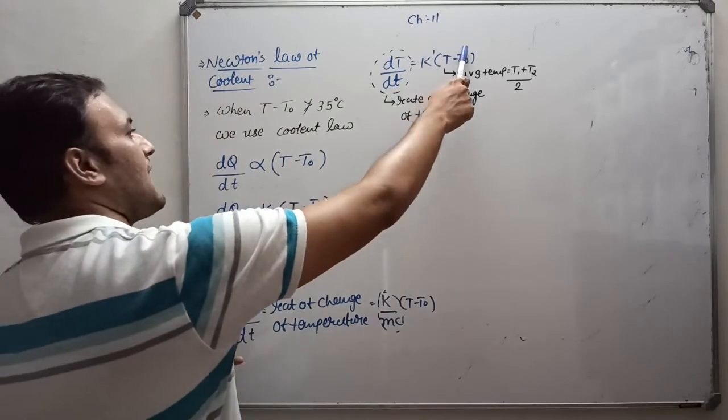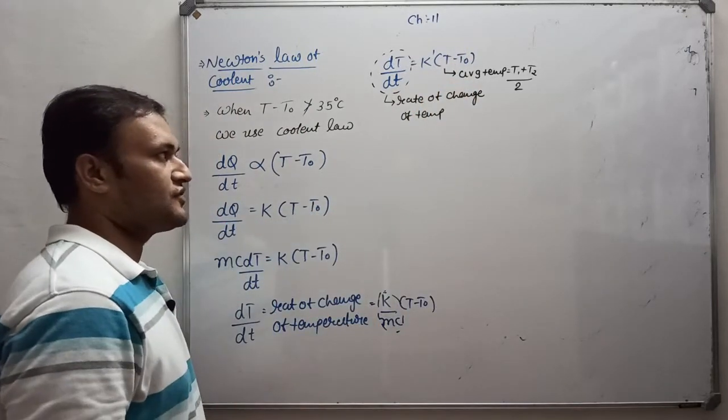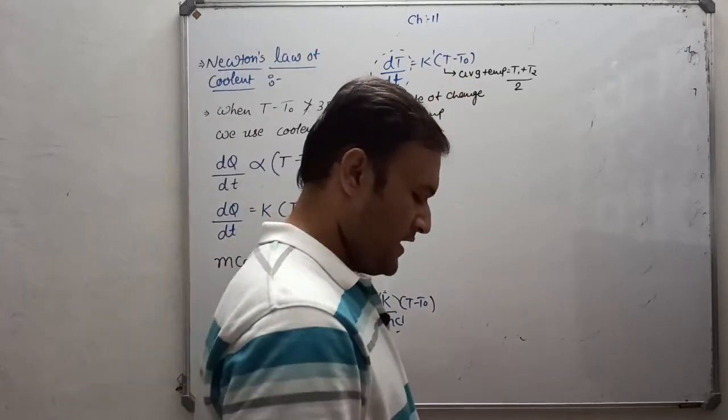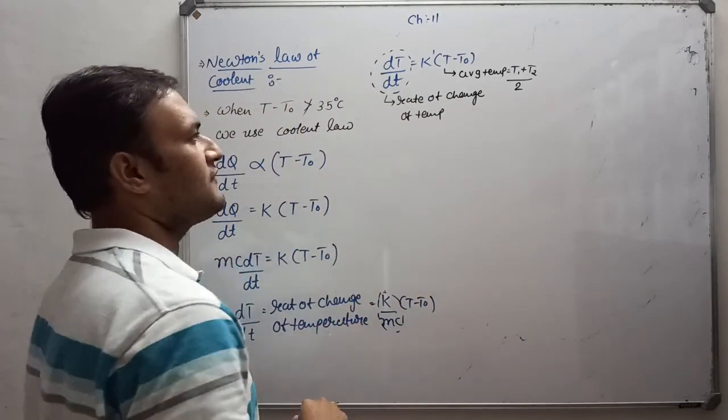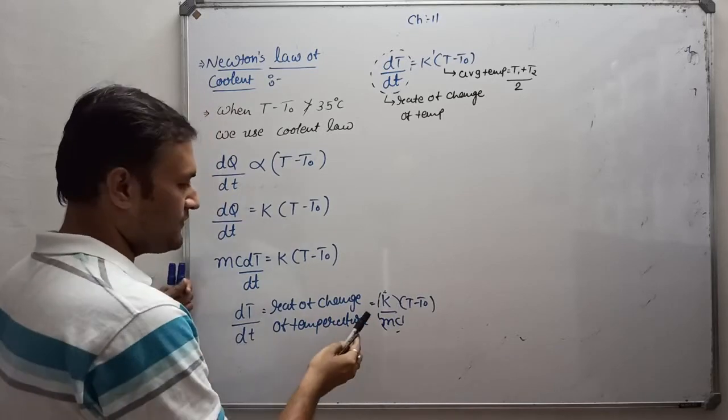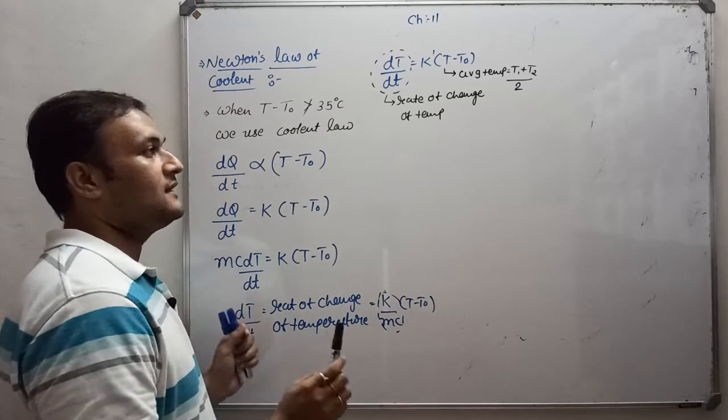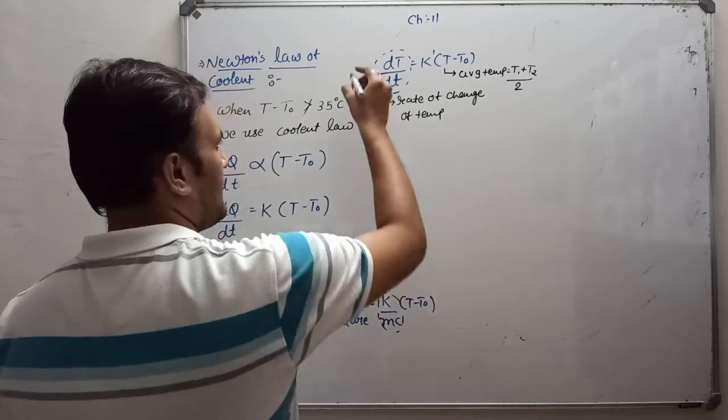T0 is equal to the surrounding atmospheric temperature. Okay, yes. So this is Newton's law of cooling. It is just one equation. We have to remember it. We assume that K, M, C are all constant.